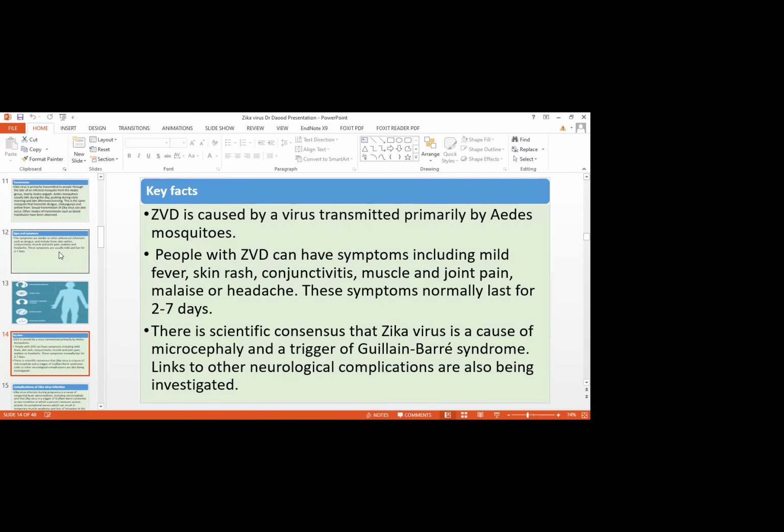If we look at the key facts about the Zika virus, it's caused by a virus transmitted, as I said, by the Aedes mosquito. People with Zika virus disease can have symptoms including mild fever, rash, conjunctivitis, and muscle pain, and these usually last 2 to 7 days. There is a scientific consensus that the Zika virus is a cause of microcephaly and a trigger for Guillain-Barré syndrome. Links to other neurological complications are also being investigated, and we will discuss it at the end when we discuss the recent updates about the Zika virus.